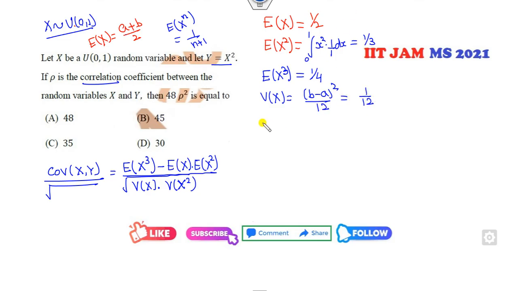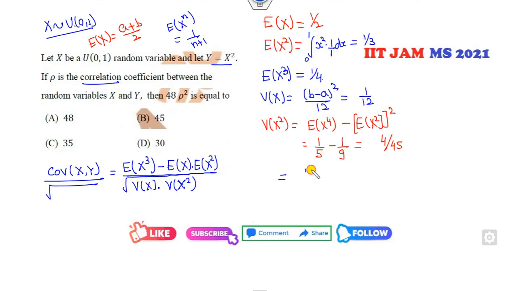Fine. Then the variance of x square, I can write this as E of x^4 minus E of x square, squared. So it is 1 over 5 minus 1 over 3 squared, which is 1 over 9. So it is 4 over 45. So I can substitute all the values here.